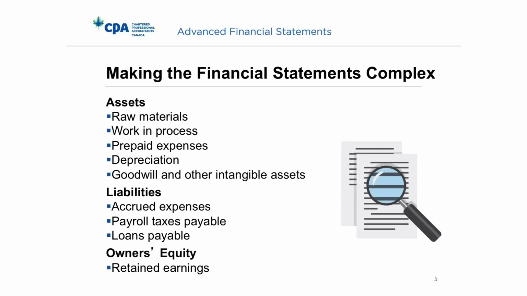So, making the financial statements more complex. Think about your own financial statements and some of the items that may be making them more complex. Let's take a look at assets. If you are a manufacturer, you may have raw materials or work in process. Also, you may see prepaid expenses or depreciation or goodwill and intangible assets on your financials. As well, in liabilities, you may have accrued expenses, payroll, taxes payable, or loans payable. And finally, in your owner's equity section, there's retained earnings, which can be, again, very complex.